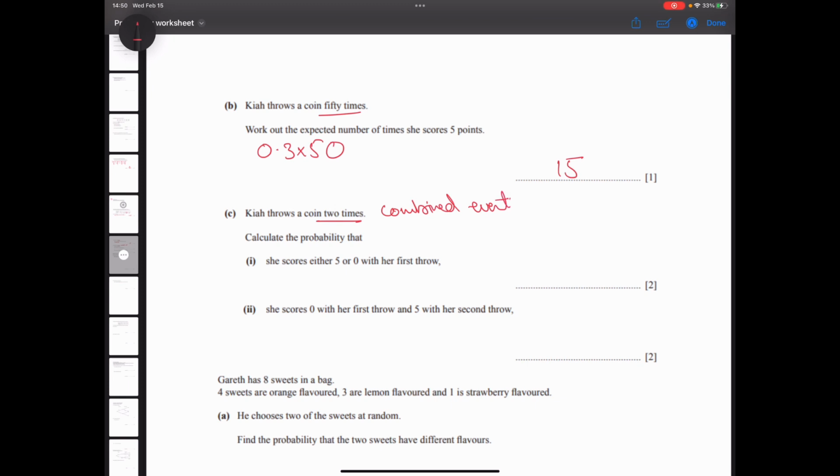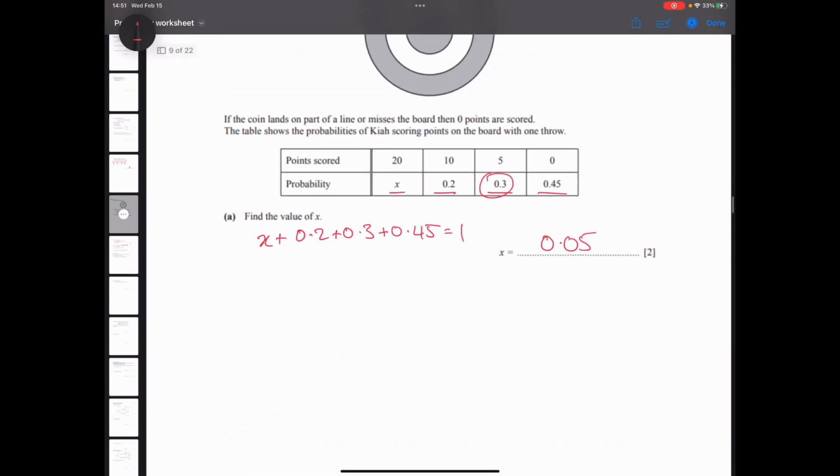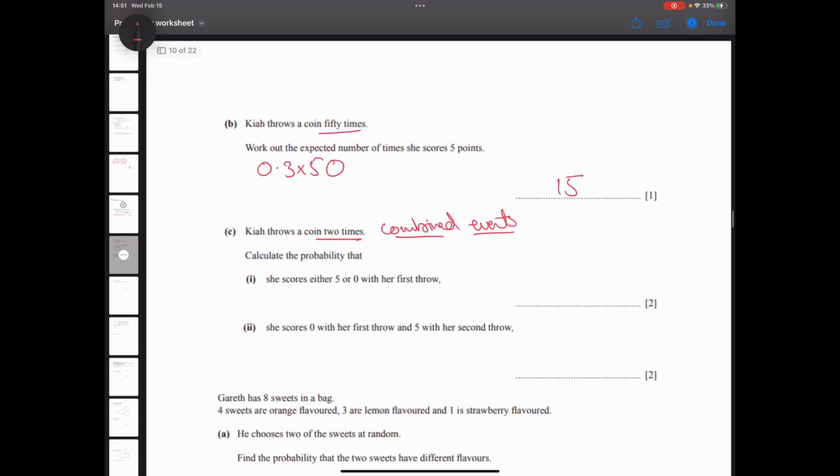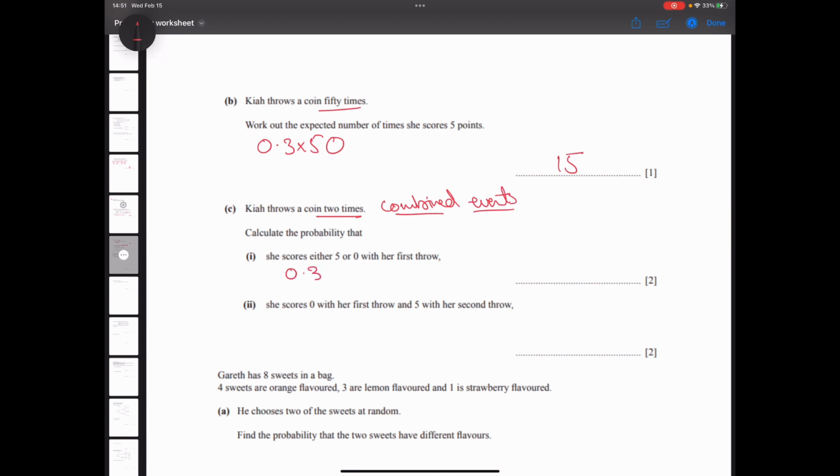Okay, this is when you start adding, subtract, multiplying, etc. Calculate the probability that she scores either 5 or 4 with her first throw. 5, not 5 or 4, 5 or 0. So 5 or 0, 0.3 and 0.45. So 0.3 plus 0.45. That is going to give me 0.75.